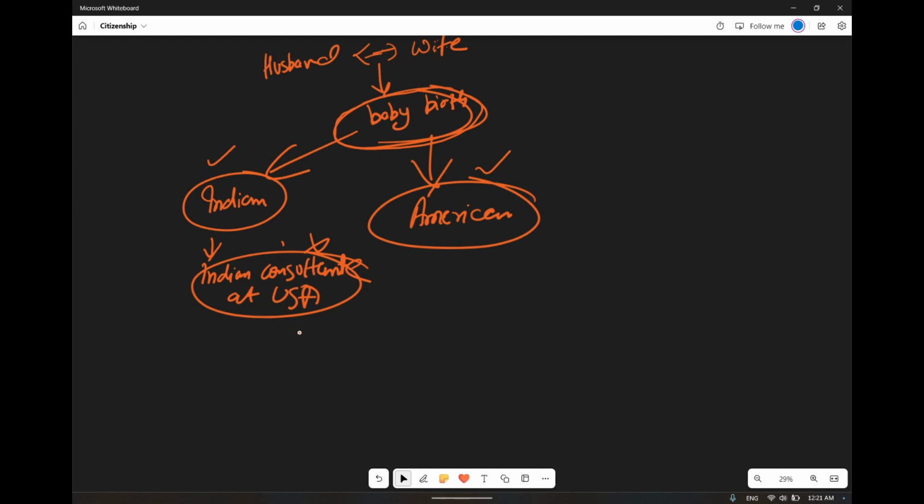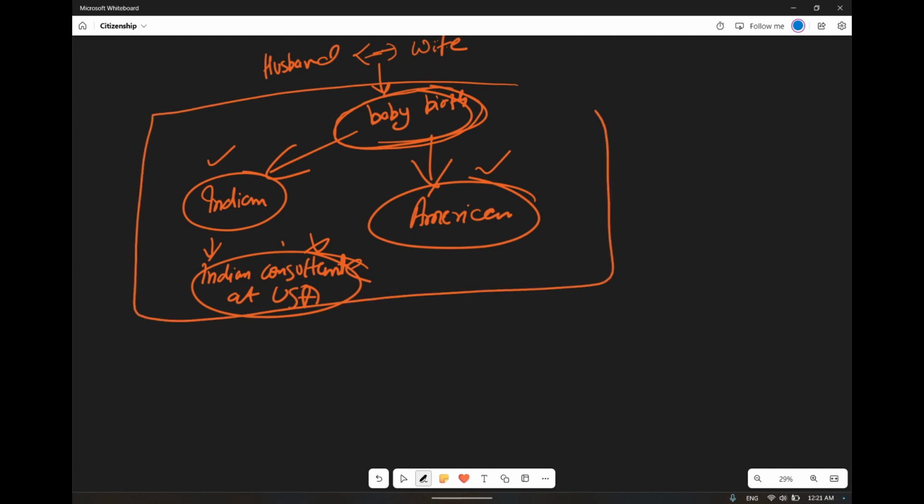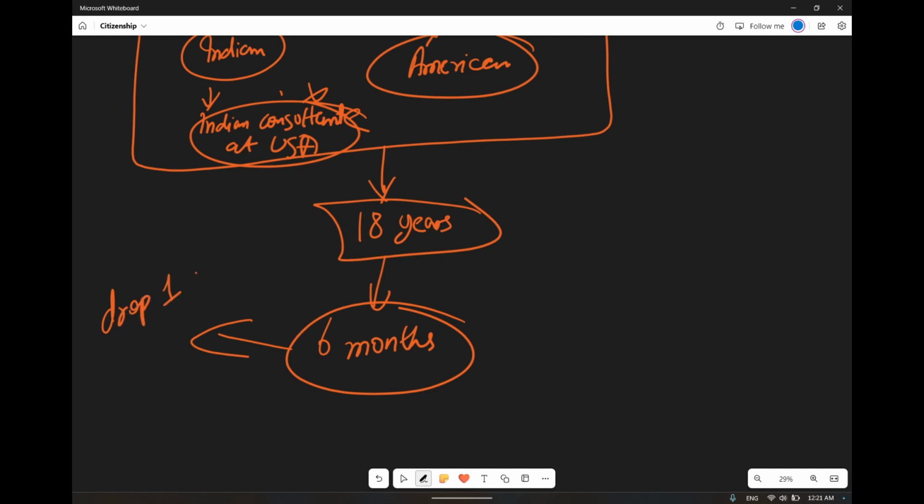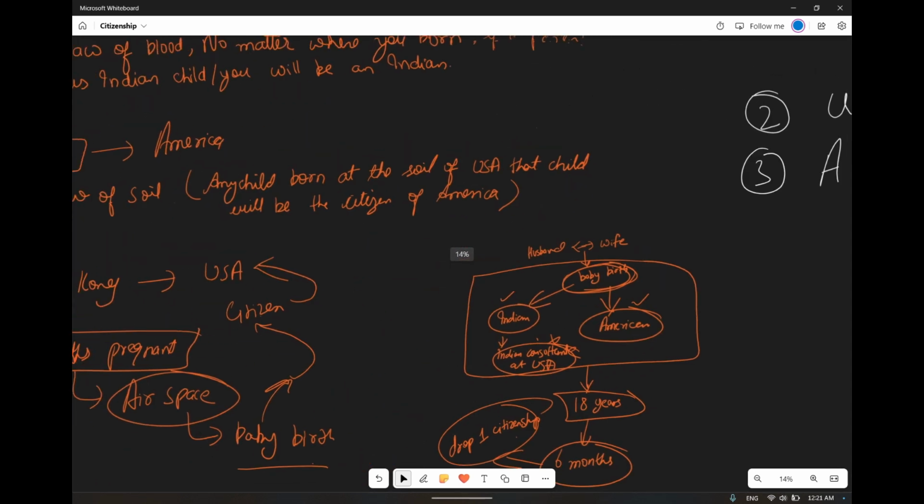When this child becomes 18 years old, then a 6-month window period will be given to the child to drop one citizenship. Not in any case will the child hold two passports.